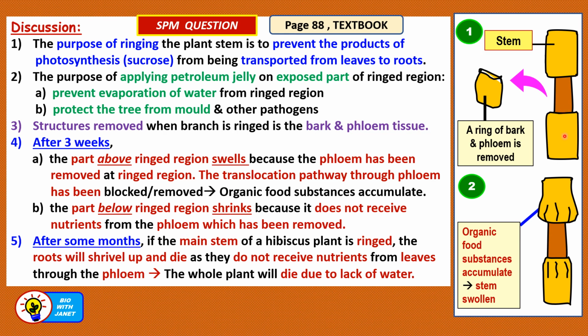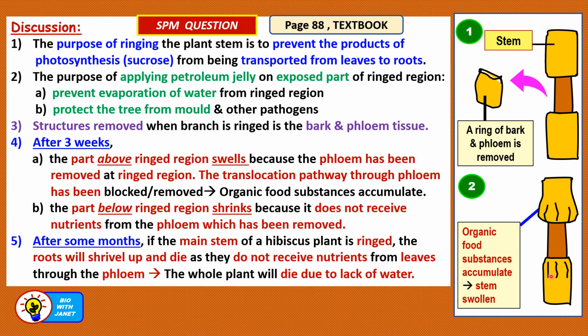So after 3 weeks, at the initial stage, the part above the ringed region swells because the phloem has been removed at the ringed region, and the translocation pathway through phloem has been blocked. So now the organic food substances accumulate above the ringed region because they cannot flow down to the lower part. Another observation is that the part below the ringed region shrinks, because it does not receive nutrients from the phloem, which has been removed at the ringed region.